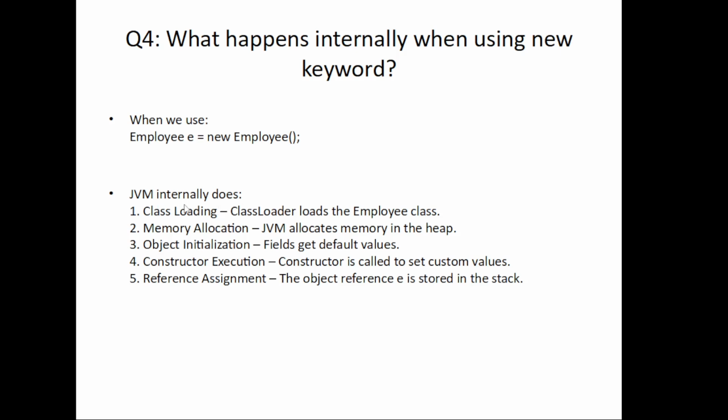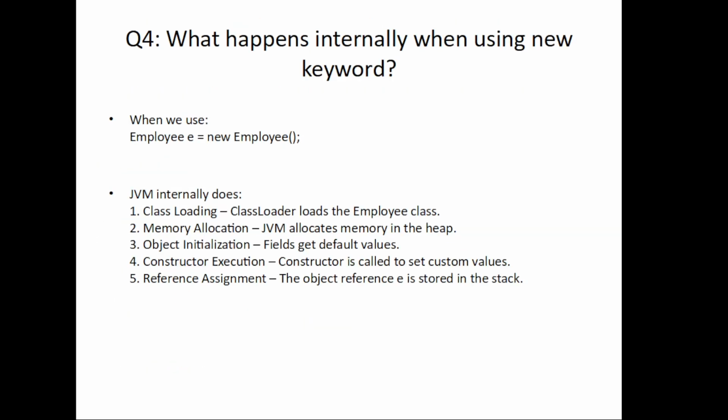Here's what happens under the hood. The Employee class is loaded into memory by the class loader, and then space is allocated in the heap for the object. Then fields are initialized, meaning variables are set to their default values, and after that the constructor is called. Your constructor sets the custom values and then the reference is assigned. Here, the reference to the object e is stored in the stack. So you are not just calling a constructor, you are triggering multiple steps in the JVM.